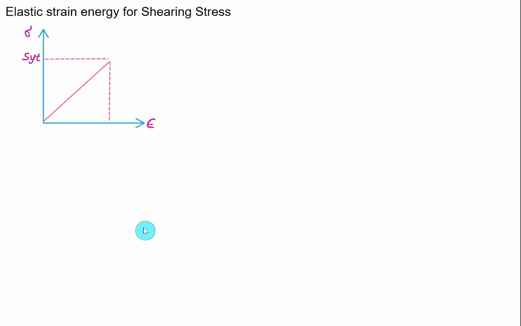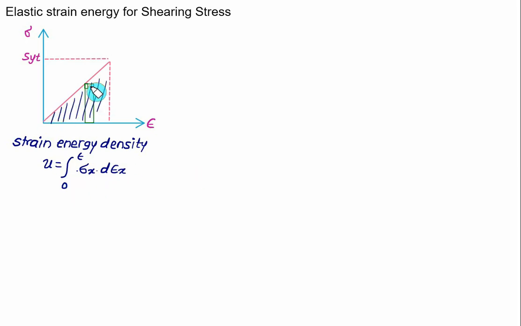In the case of normal stress and normal strain, the strain energy is given as the area under the stress-strain diagram. Up to the elastic limit, the expression for strain energy density U is the integral from 0 to epsilon of sigma x multiplied by d epsilon x. So if you integrate this, you will get this area.